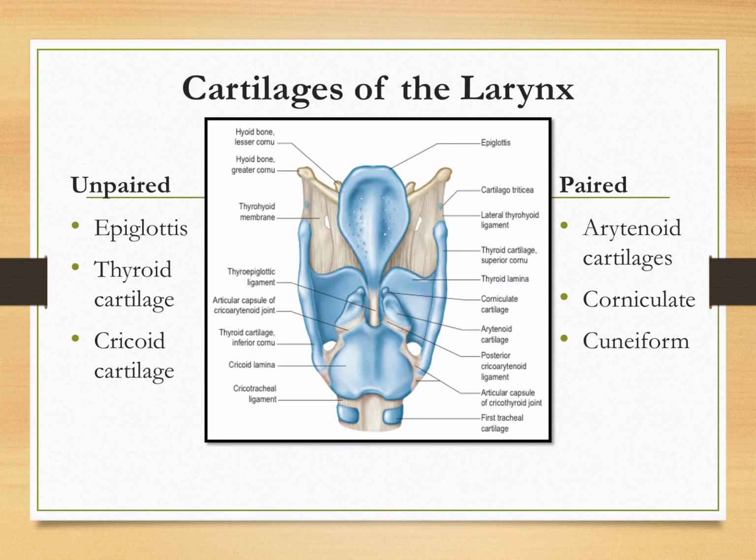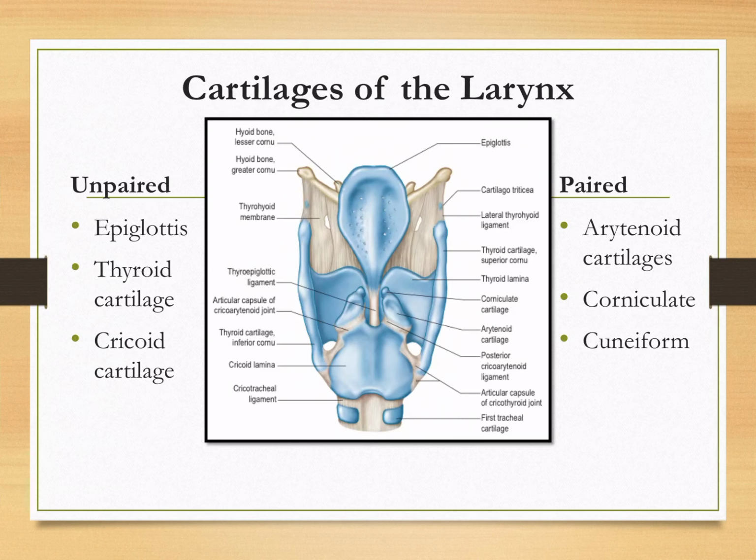Now, the cartilages of the larynx: there are 3 unpaired and 3 paired cartilages. The unpaired ones are the epiglottis, which means resembling a leaf, the thyroid cartilage resembling a shield, and the cricoid cartilage resembling a signet ring. The paired cartilages are the arytenoid cartilage resembling a pyramid and the corniculate and cuneiform cartilages.